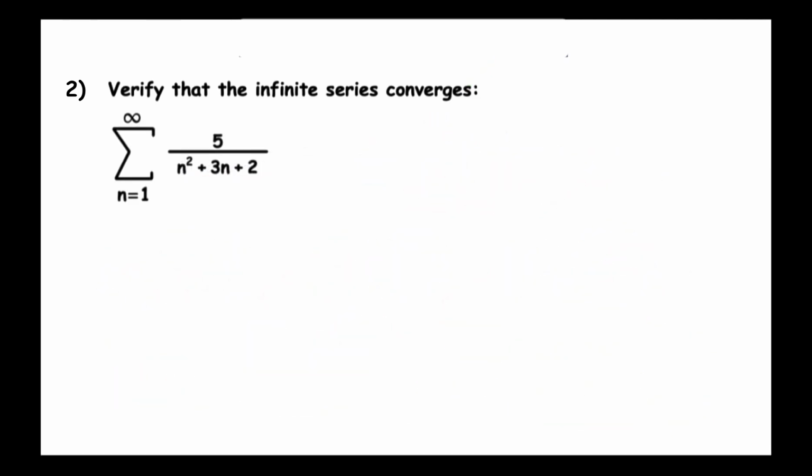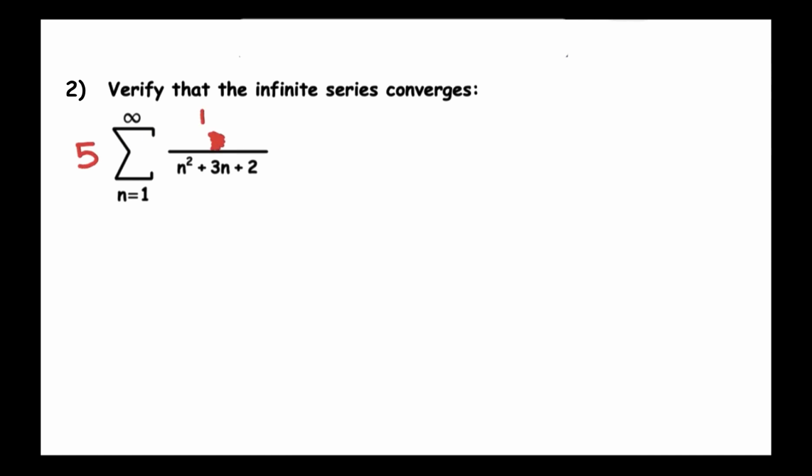All right, number 4, same set of directions. We're going to, again, overachieve, and we're going to not only verify that this converges, we're going to figure out what the sum actually is. This time around, I'm going to factor out the 5. I didn't do that last time. You're allowed to if you want. Just for variety, what the heck.